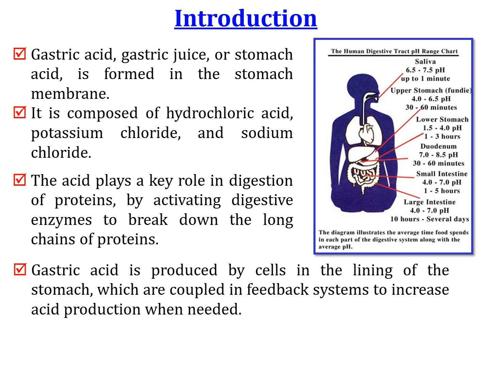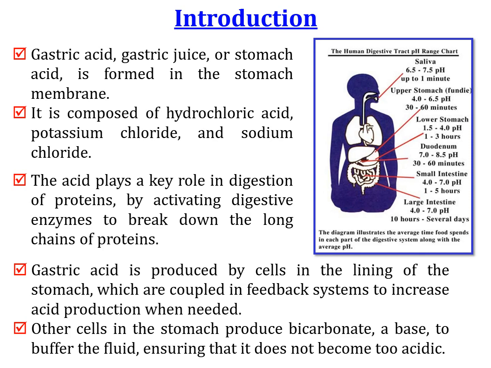The gastric acid is produced by cells in the lining of the stomach, which are coupled systems to increase the acid production when we need. For example, when we take a lot of proteins, we need more acid to break them down. So the stomach produces more gastric acid when needed.